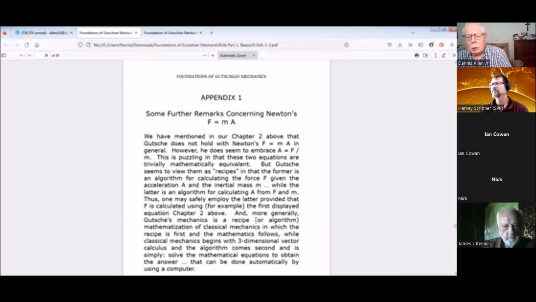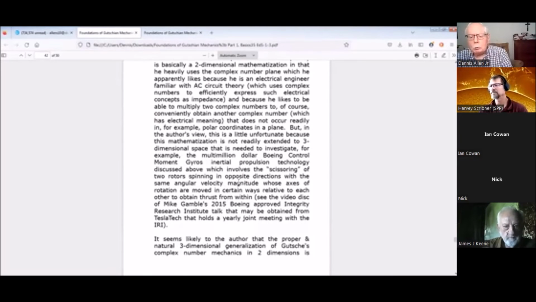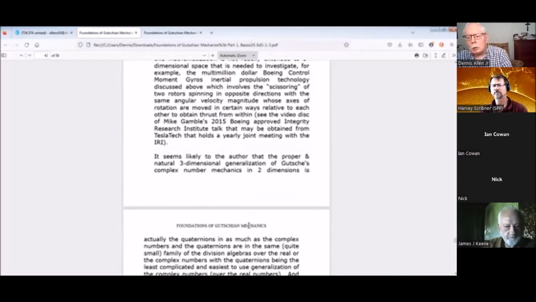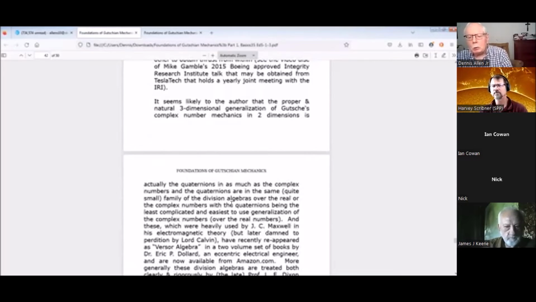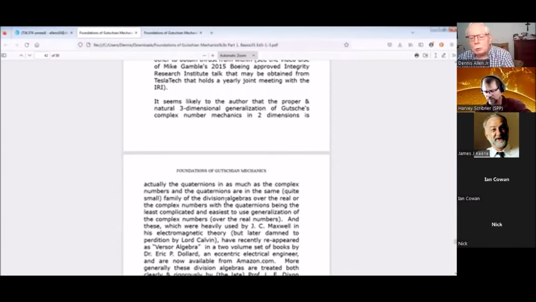Okay, some further remarks. There are two possible cures to make it three-dimensional. Most likely, a three-dimensional generalization would be the quaternions over the real numbers, which are very similar to the complex numbers over the real numbers, except they're non-commutative. A times B is not necessarily equal to B times A.